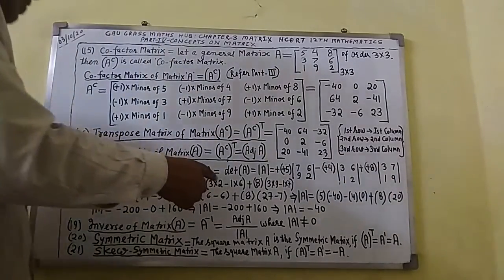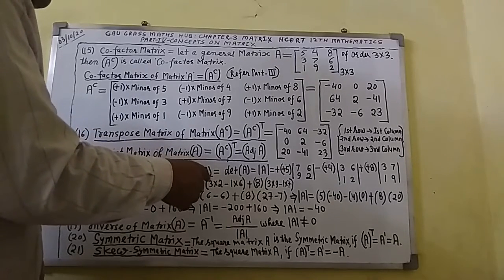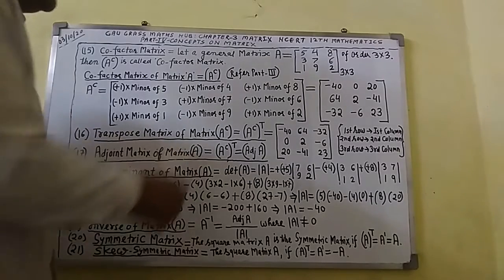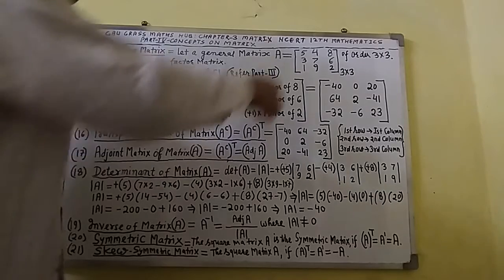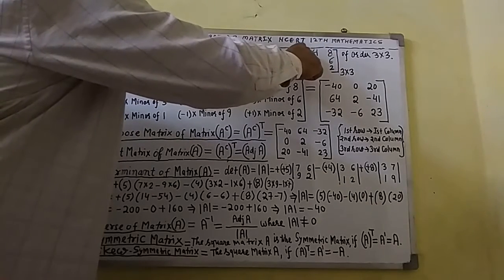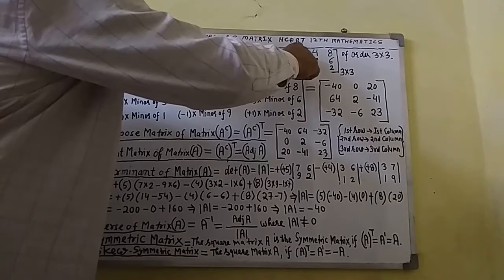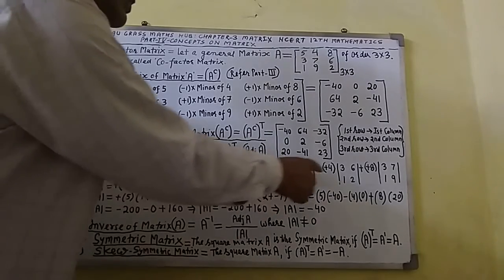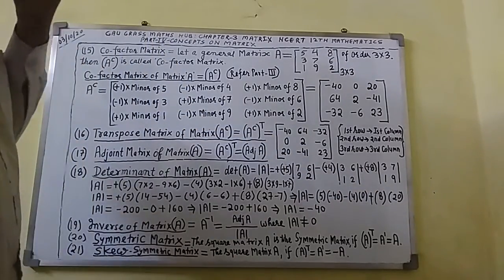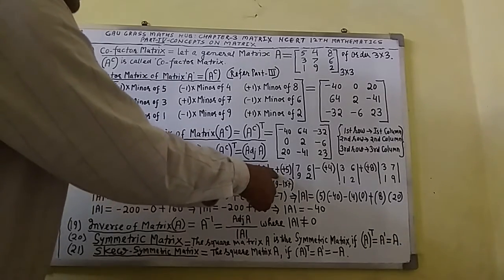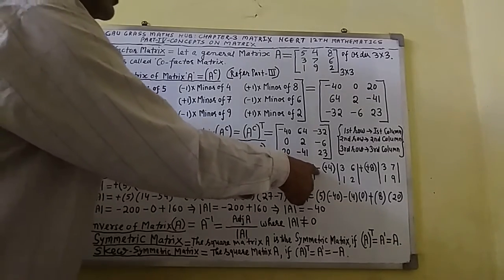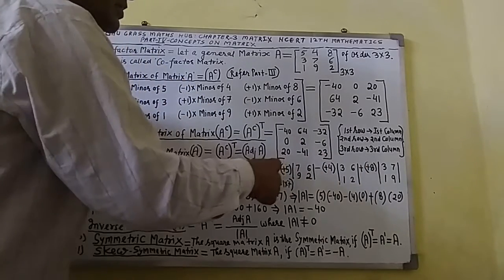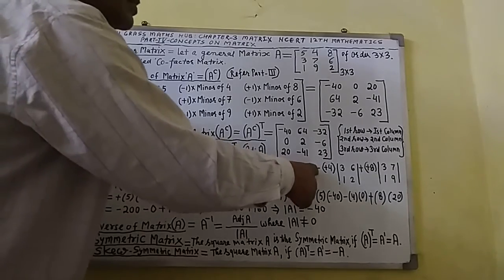This is the expansion of the determinant of matrix A along the first row: plus 5, plus 4, plus 8. Here the signs are fixed: plus, minus, plus. These are constant and will always be written here as plus, minus, plus.